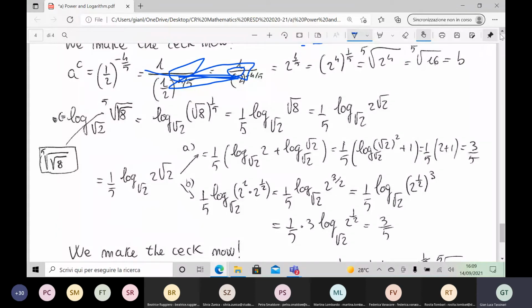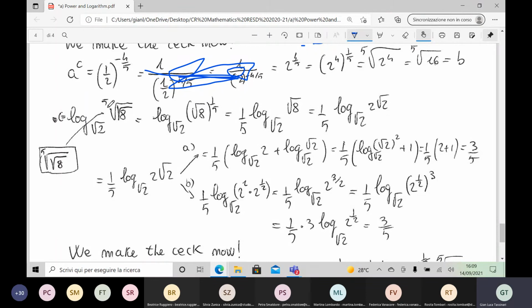So C is equal, compute this logarithm, is logarithm with basis square root of 2 of root of order 5 of root of order 8. Okay, one can here perform several steps, guys. Here I perform some steps.